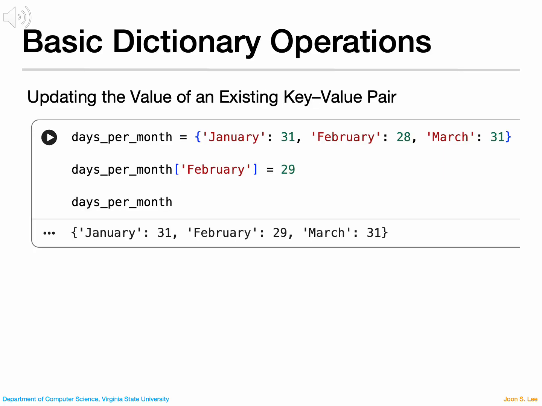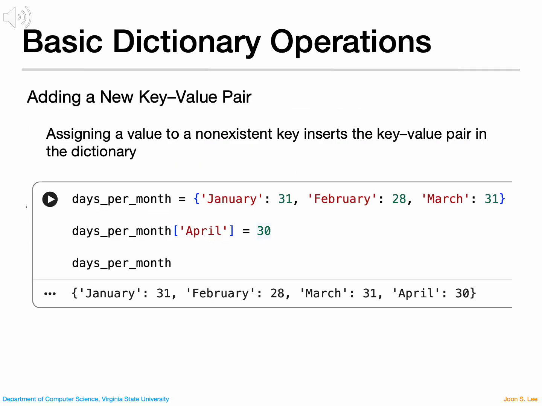We can also update the value of an existing key-value pair in a dictionary. To do this, we use the key inside square brackets and assign it a new value. In this example, the value associated with the key February is changed from 28 to 29. After the update, the dictionary now stores the new value for February. This shows how dictionaries allow us to easily modify stored data.